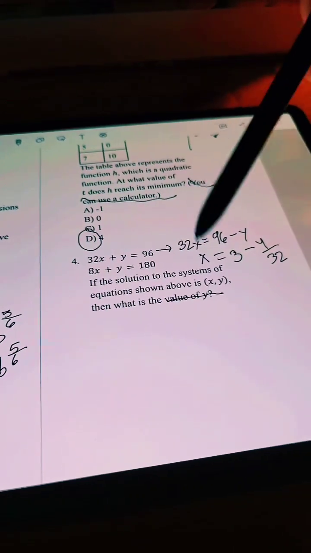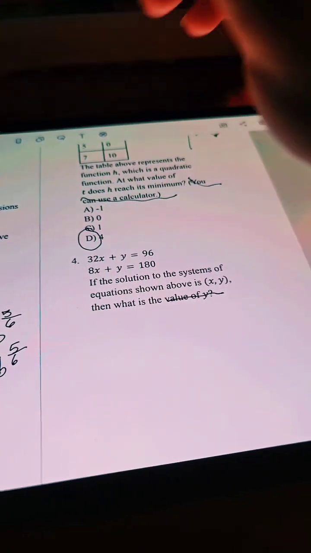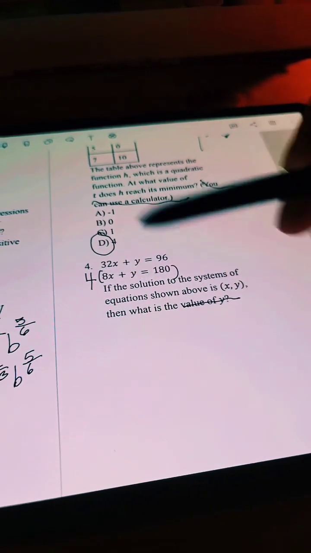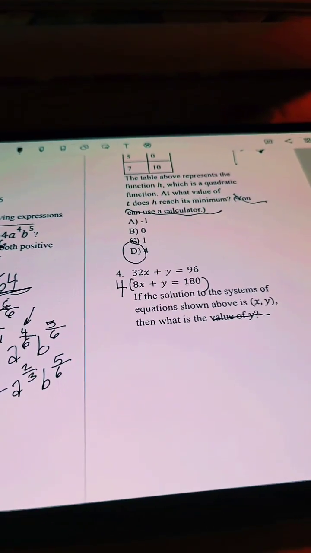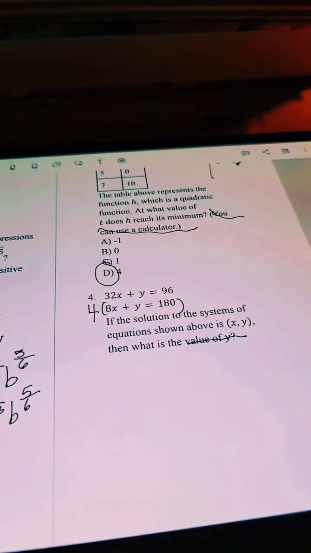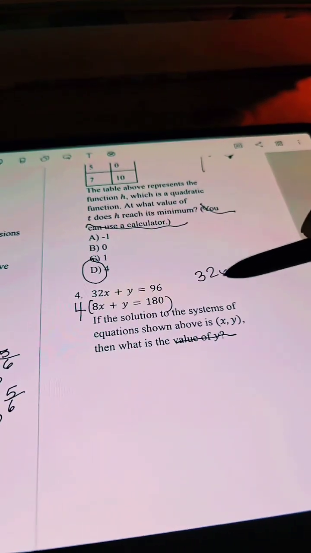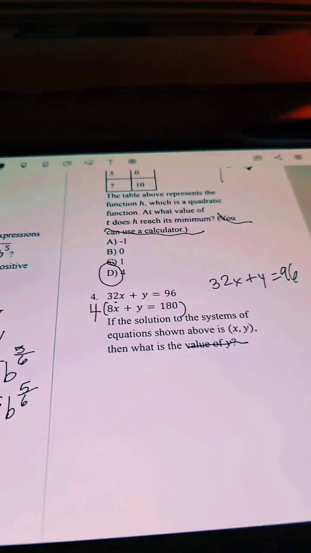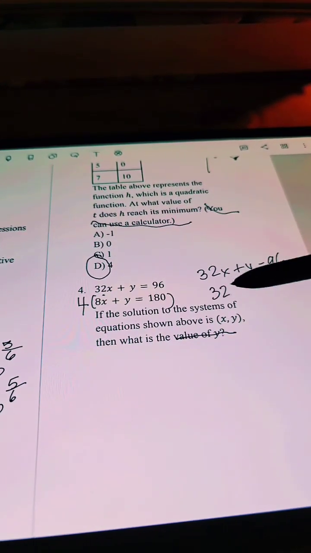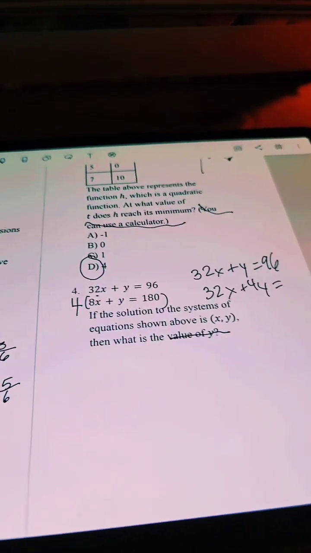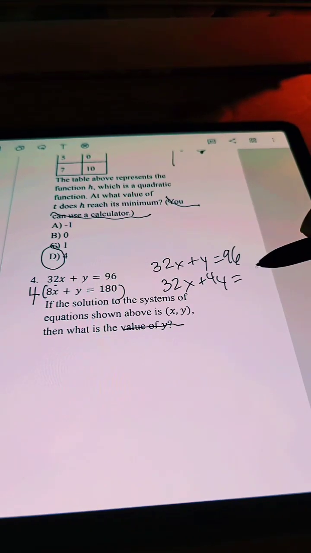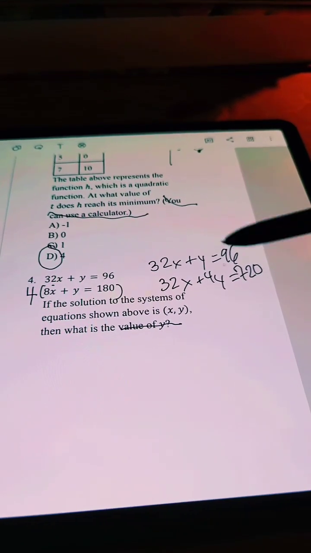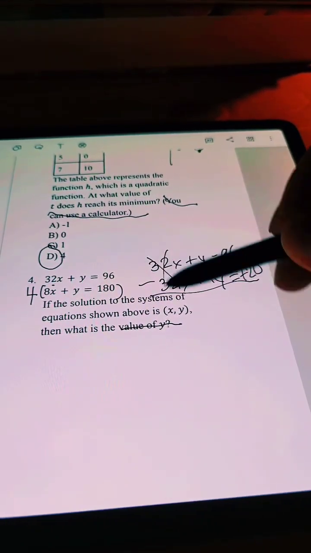Now, I'm going to show the elimination method, because that's the one that I don't really show as often on this channel. I keep saying channel like it's YouTube, but it's TikTok. So I'm going to try that now. We have 32x plus y is equal to 96. If we multiply by 4 so that I can cancel out the x's, I'm going to get 32x plus 4y is equal to 180 times 4, which is 720. And then we're going to subtract so that we can eliminate the x's.